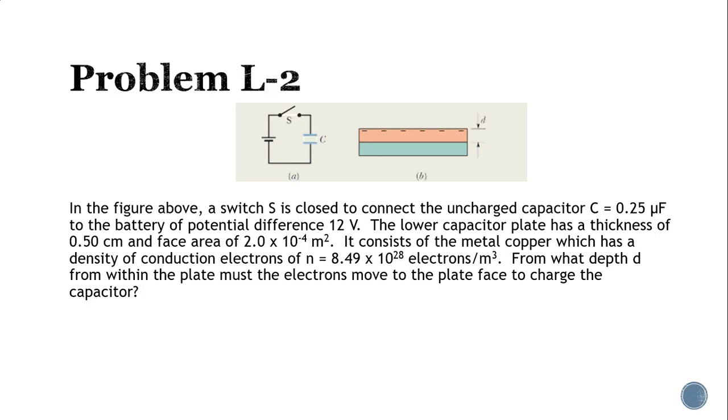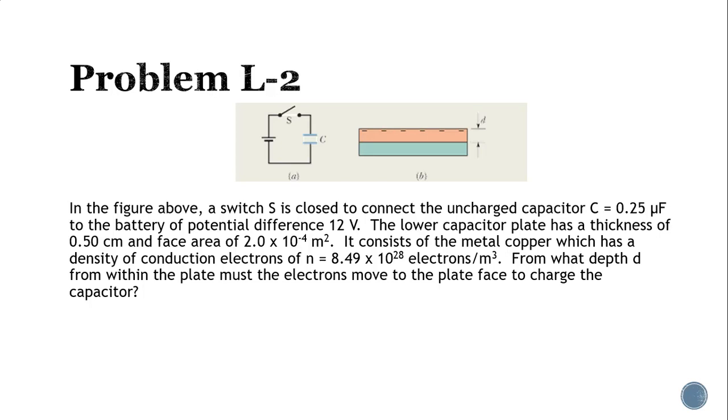That's why copper is a very, very good conductor: for every cubic meter there are a ton of electrons. If you converted this to moles, that's like 10,000 moles of electrons, a lot. So what we want to know is from what depth d from within the plate must the electrons move to the plate face in order to charge the capacitor.